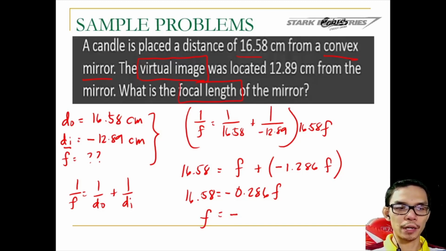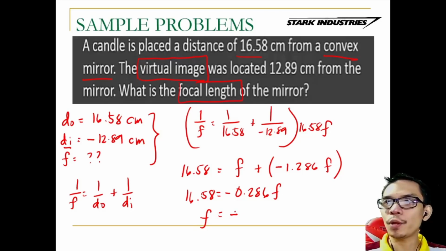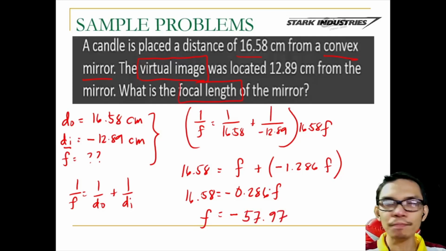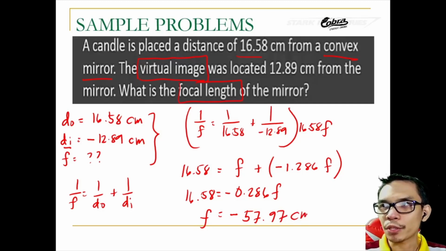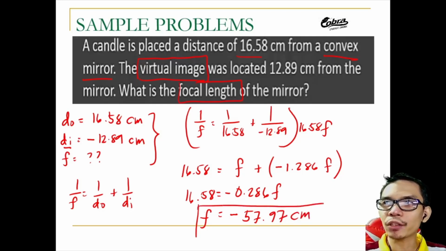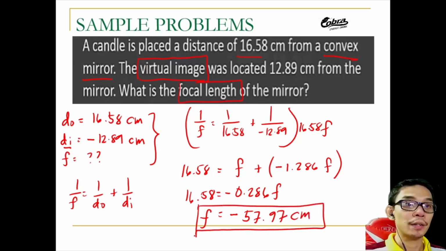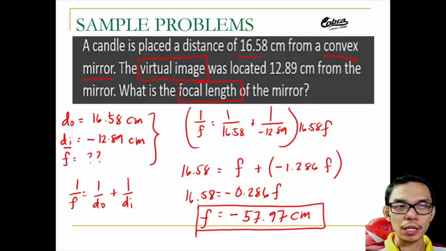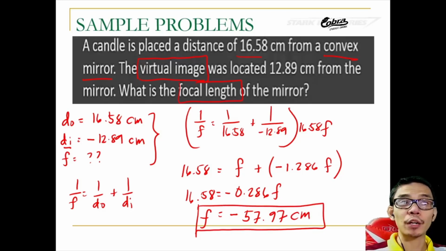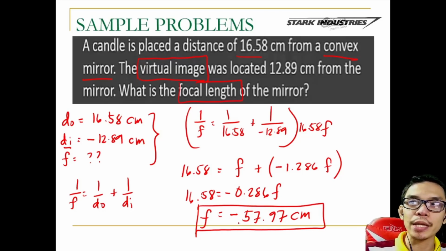16.58 over 0.286. So the answer will be negative 57.97 centimeter. So that is the focal length of your convex mirror. The focal length of the convex mirror is negative 57.97 centimeter.